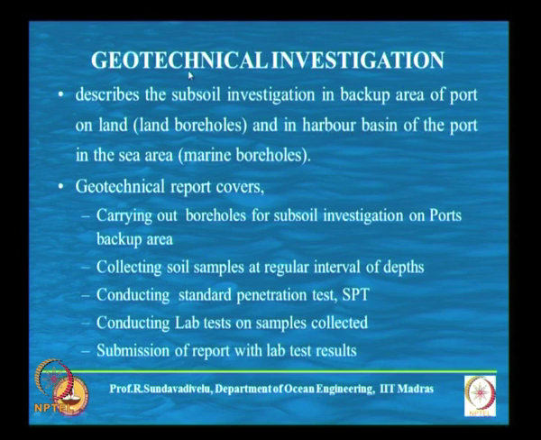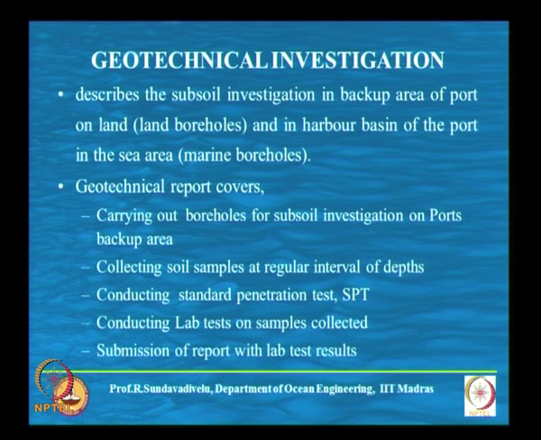Now we will see the geotechnical investigation. This describes the subsoil investigation in the backup area of the port on land, that is called a land borehole, and in the harbor basin of the port in the sea area, that is given by the marine boreholes. So we have two sets of boreholes. One is on the land, called a land borehole. One is on the sea, called a marine borehole.